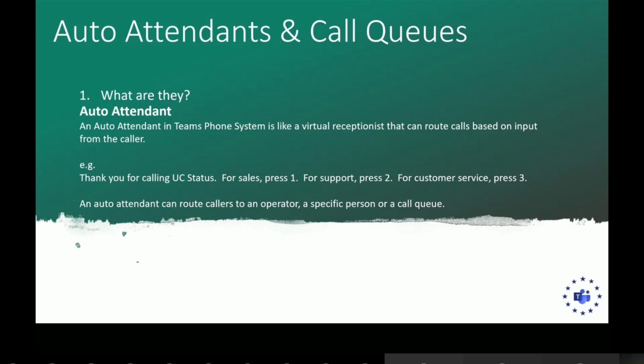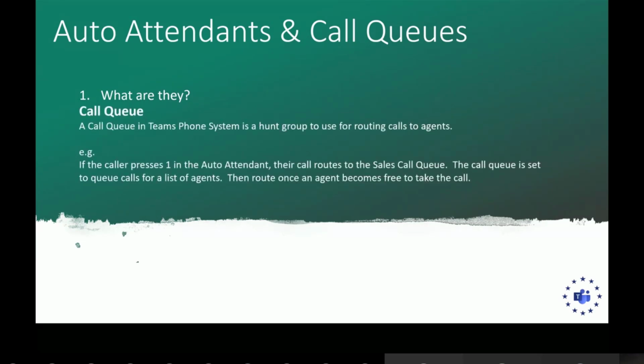You can route an auto attendant call to an operator. So you might have a specific front of house operator that directs calls to add that personal touch. You can also route to a specific person in your organization, or you can go to what's called a call queue. A call queue, if you're into telephony, is a hunt group. It's a way of grouping users into specific departments and then using that for routing, overflows, that sort of thing.